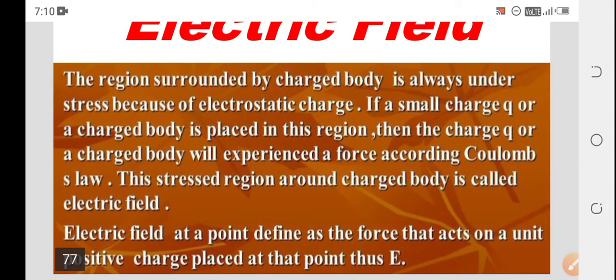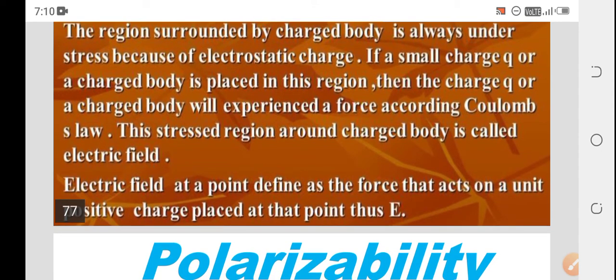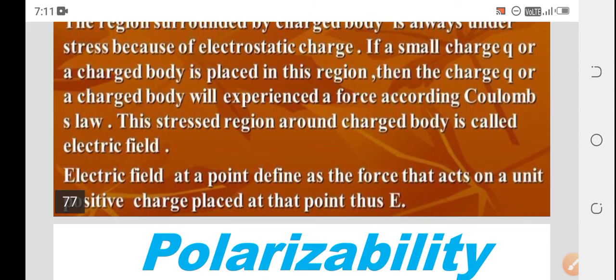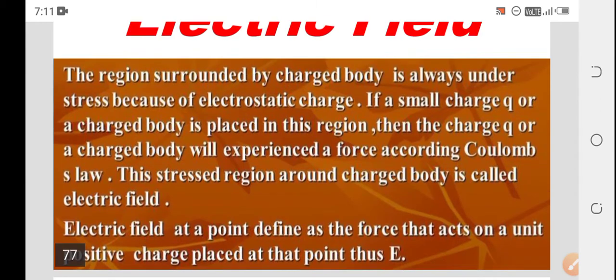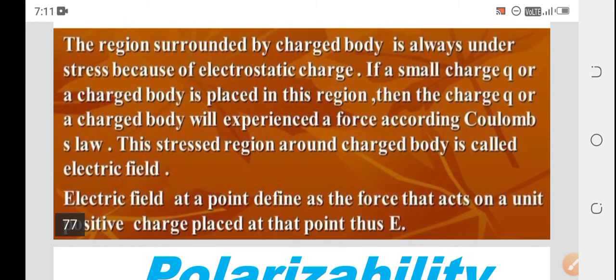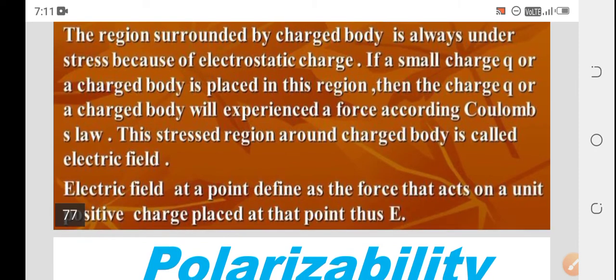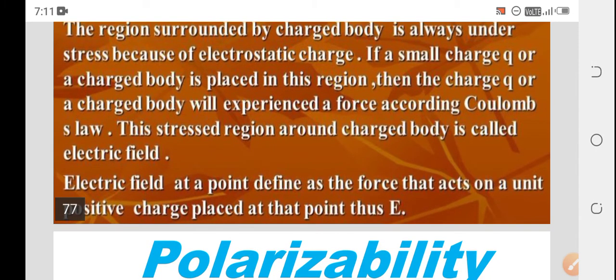Electric field. The region surrounded by a charged body is always under stress because of the electrostatic charge. If a small charge Q or a charged body is placed in this region, then the charge Q or charged body will experience a force according to Coulomb's law. The stressed region around the charged body is called the electric field. Nothing but the field created by electric forces, as per Coulomb's law, is called the electric field.